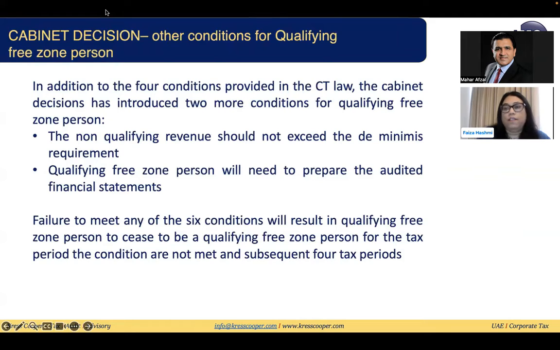Generally there is a revenue limit, and based on that you have to maintain audited or non-audited financial statements. But for a free zone person, it doesn't matter; they have to have audited financial statements. And if there's any failure to meet any of these conditions in any tax period, then you would be disqualified from being a qualifying free zone person, not only for that tax period, but also for the subsequent 4 tax periods. So there's a big penalty: for 5 years you cannot be considered a qualifying free zone person if you fail to meet any of these conditions.